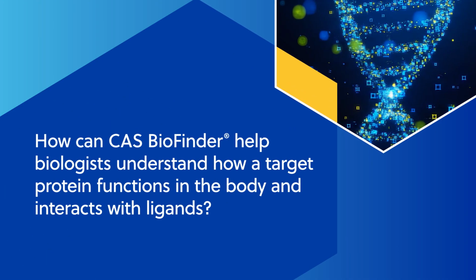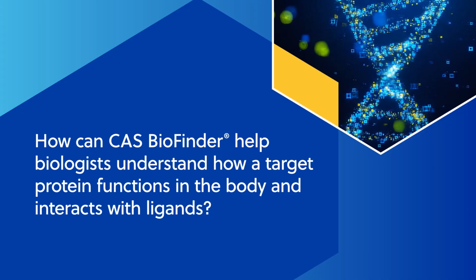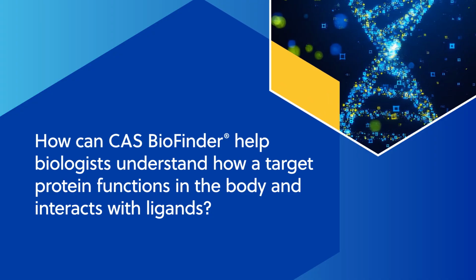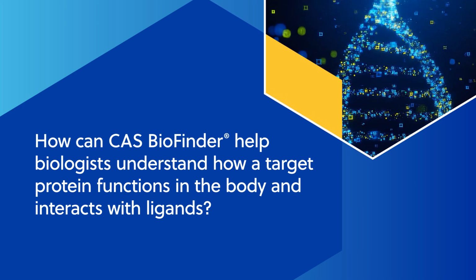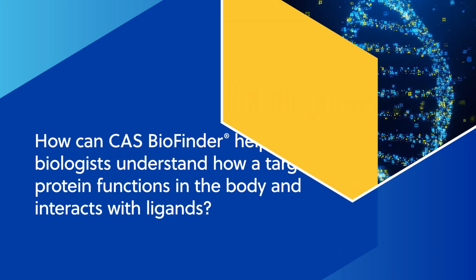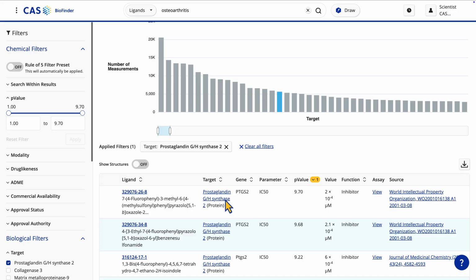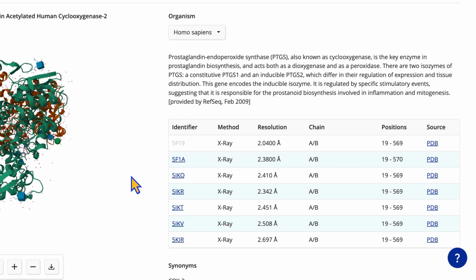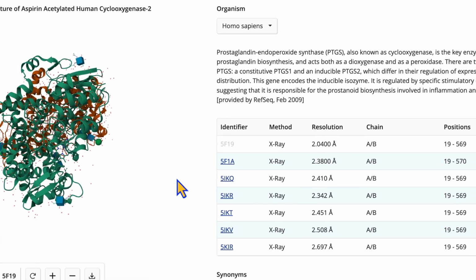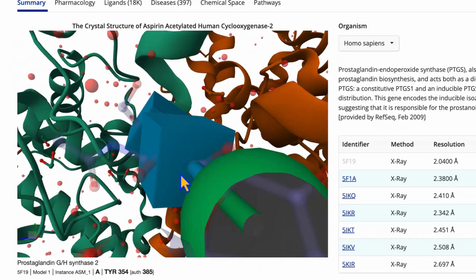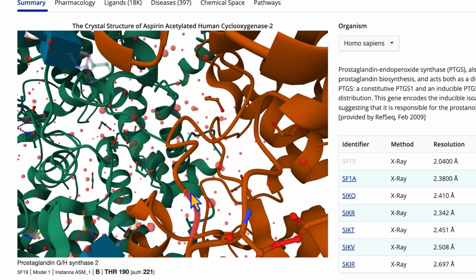CAS BioFinder organizes structural, functional, and pharmacological data all together in one place to help biologists better understand how target proteins function in the body and interact with ligands. We'll use prostaglandin GH synthase 2 as an example. You can find 3D structures derived from X-ray, cryo-EM, or NMR studies directly sourced from PDB. See how the ligand interacts with specific amino acid residues at the binding site to support structure-based analysis of affinity and selectivity.